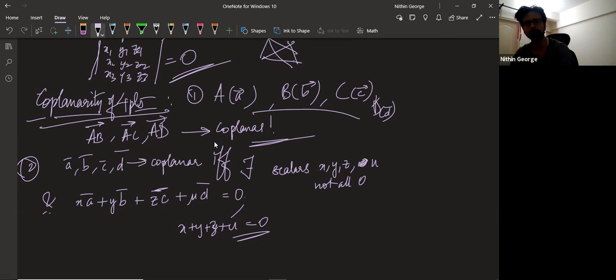So here there are 4 points that are coplanar. So what is the idea here? They can lie on the same plane if one is represented as a linear combination of the other three. As a linear combination of the other three, and x plus y plus z plus u equal to 0.